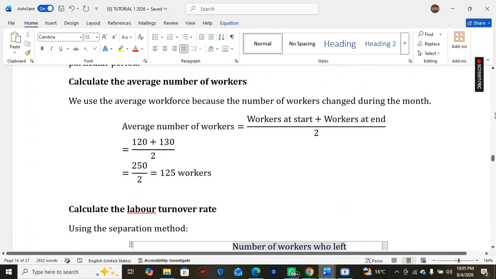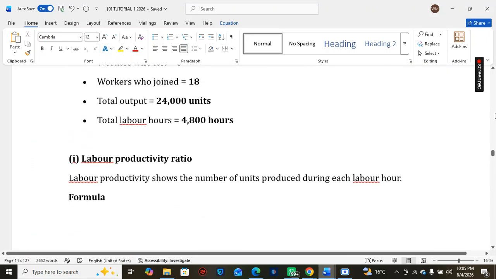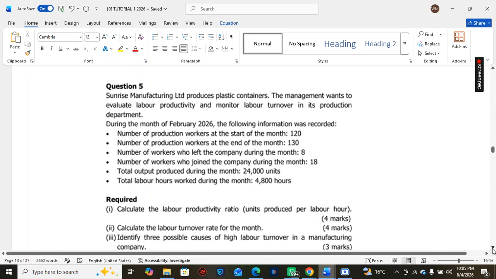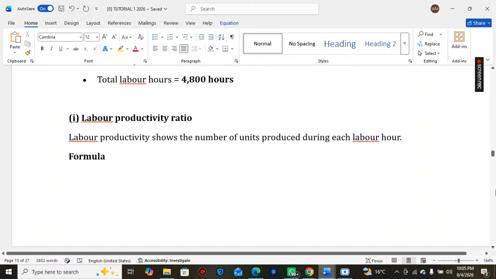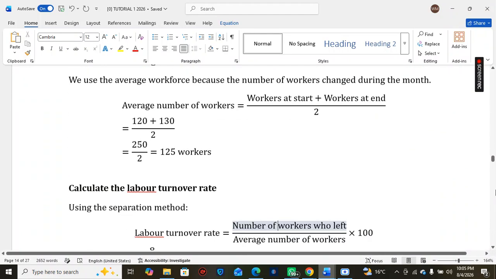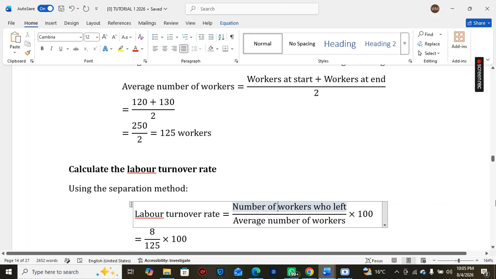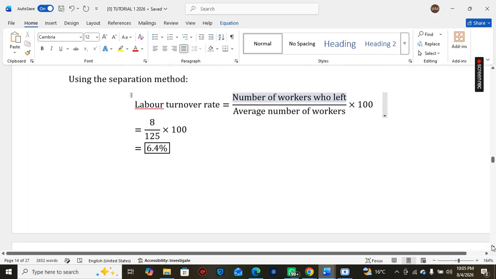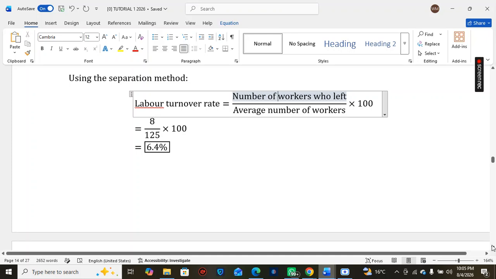Yes, this is question 5. Oh, so you're not here for part 1. I'm recording this. Yes, we're looking at labor turnover rate, and for this company, it's 6.4%. So I was asking any questions.